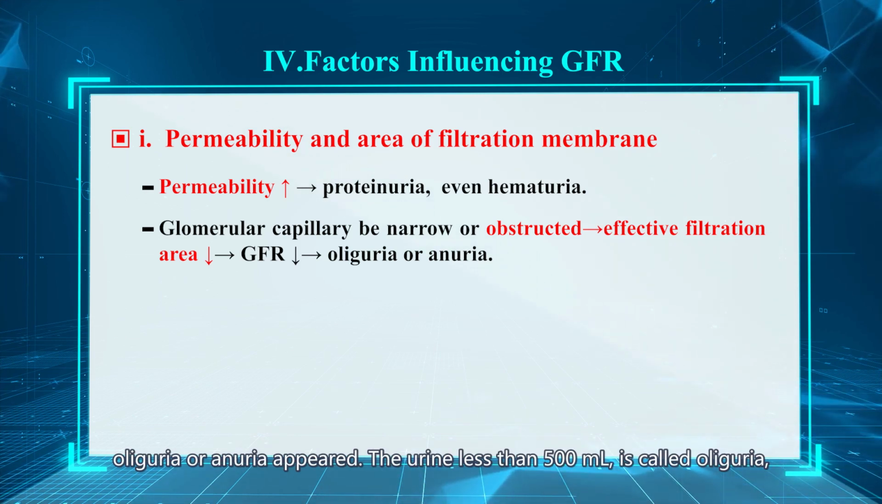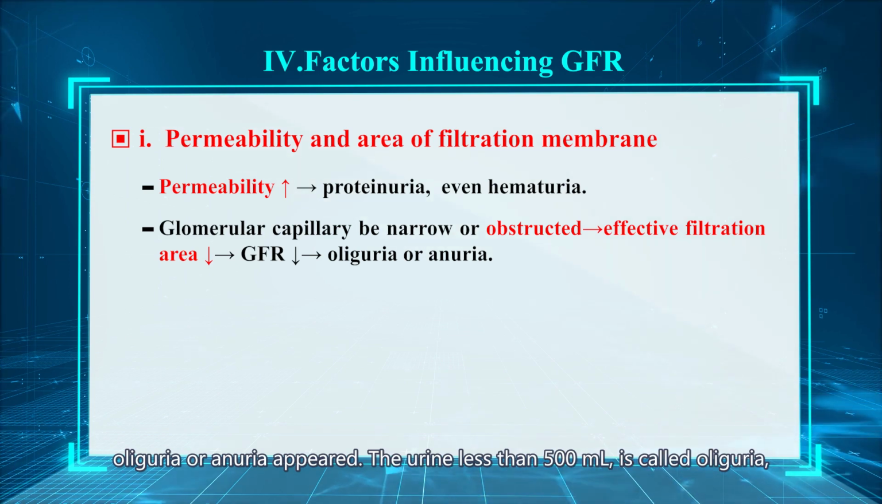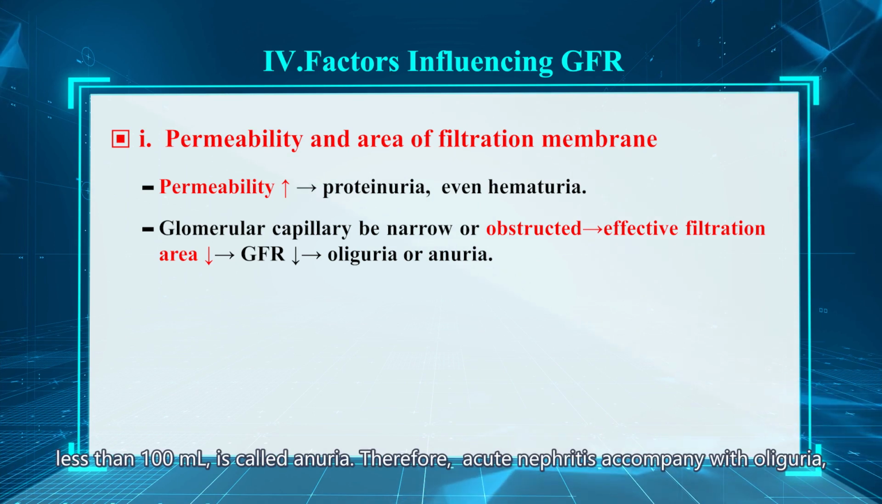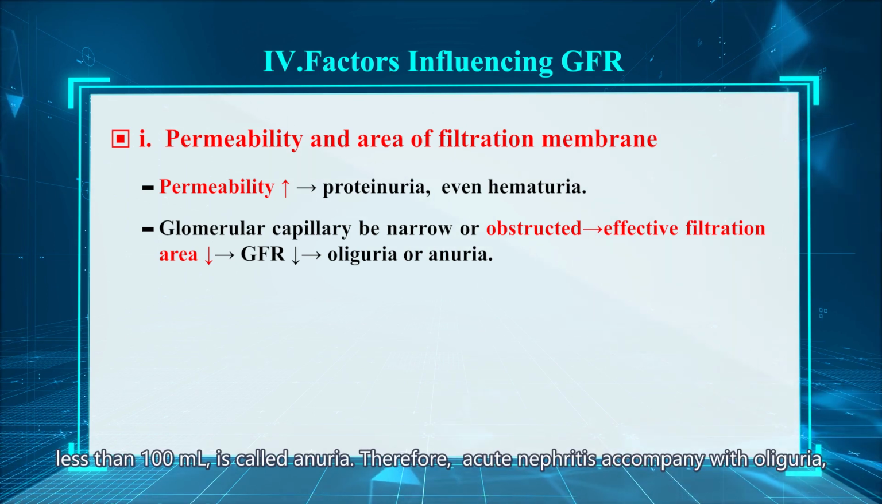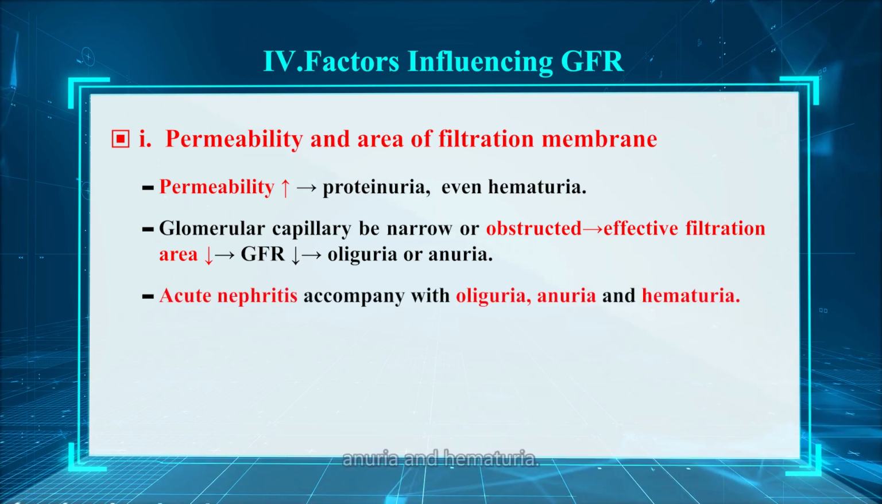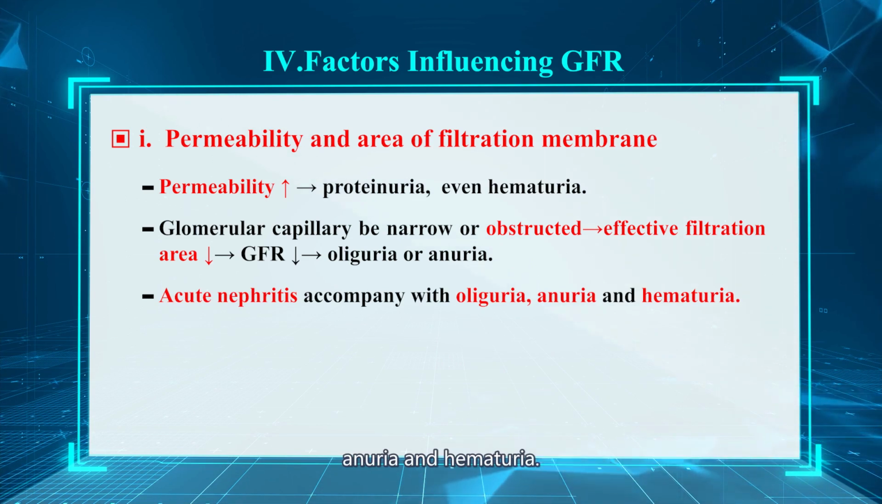The urine less than 500 ml is called oliguria. Less than 100 ml is called anuria. Therefore, acute nephritis is accompanied with oliguria, anuria, and hematuria.